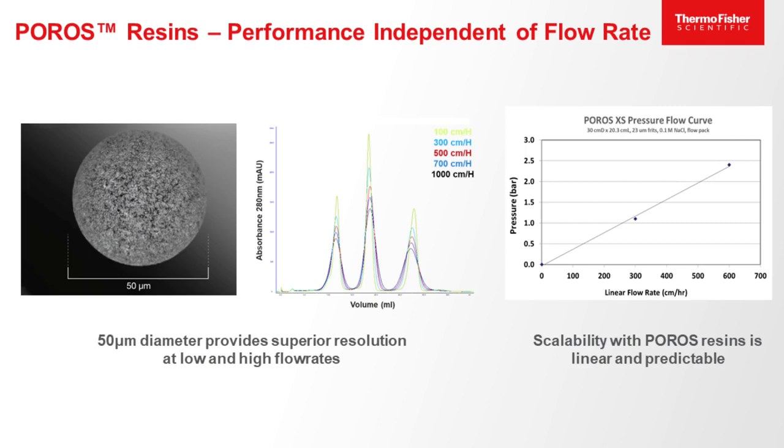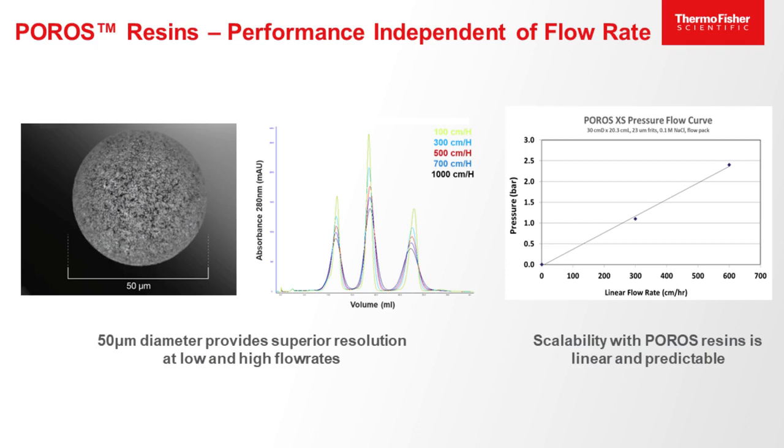Our purification anion exchangers are manufactured using the 50 micron diameter porous base bead. The bead is made of polystyrene divinyl benzene, which provides rigidity for a stable column bed and enhanced chemical stability. These resins provide high binding capacity and linear pressure flow curves without compromising on resolution as you scale up.